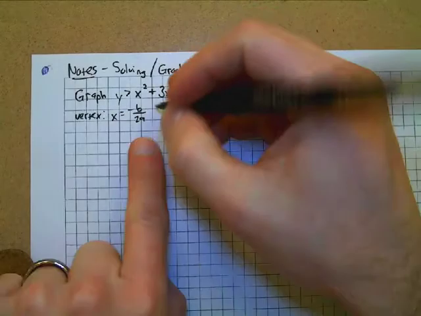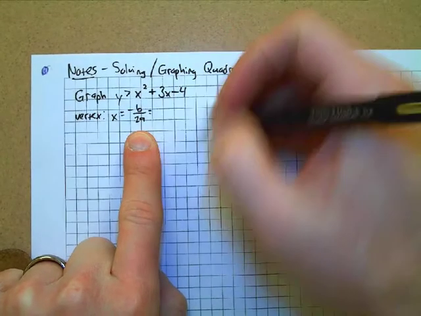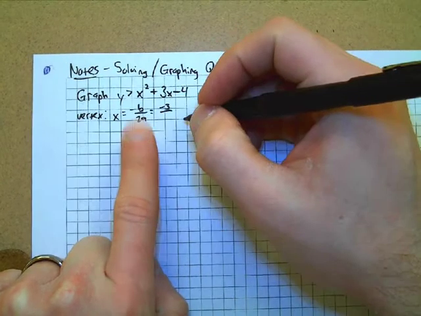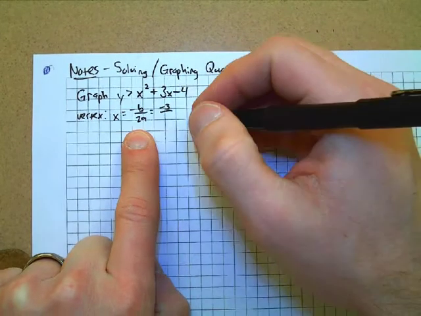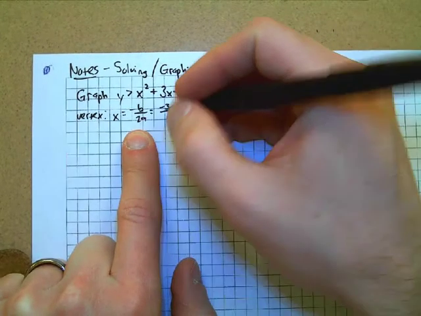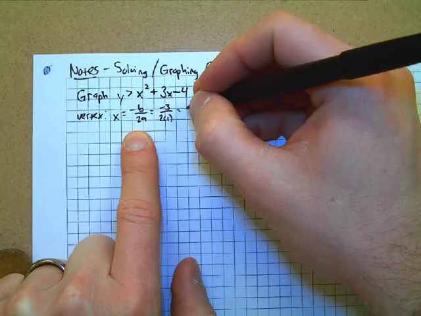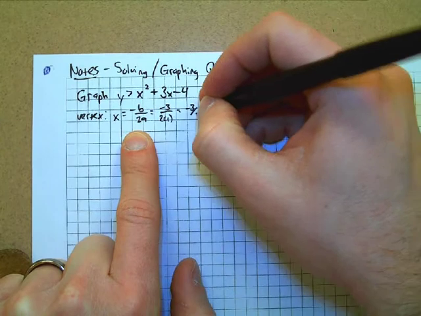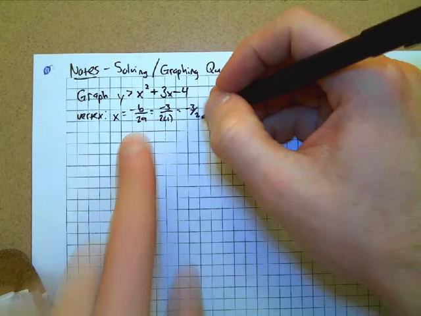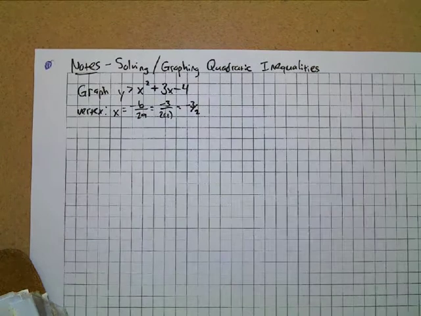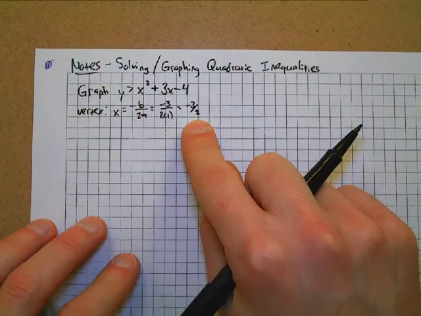So what is our b in this problem? 3. So we'll have negative 3 over, and what is our a in this problem? It's 1, right? So we'll have 2 times 1, which is going to be negative 3 halves, or negative 1.5.